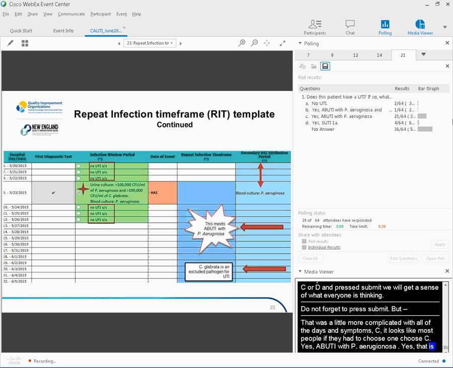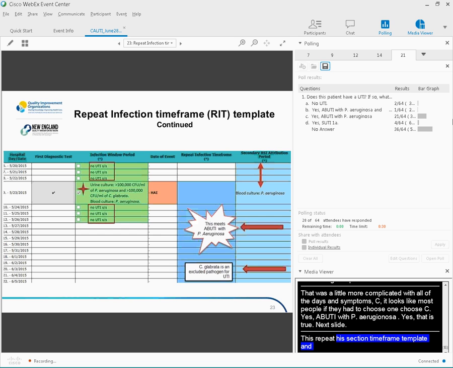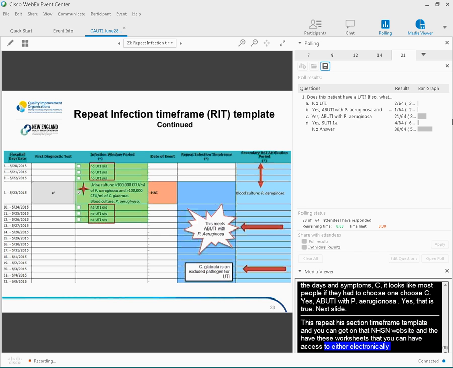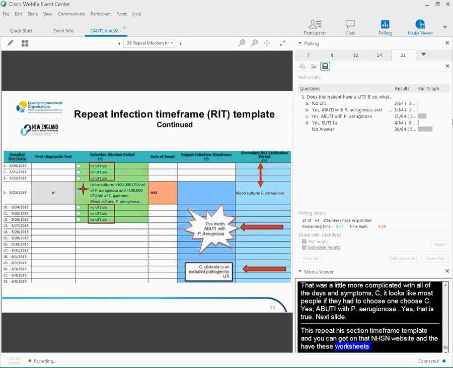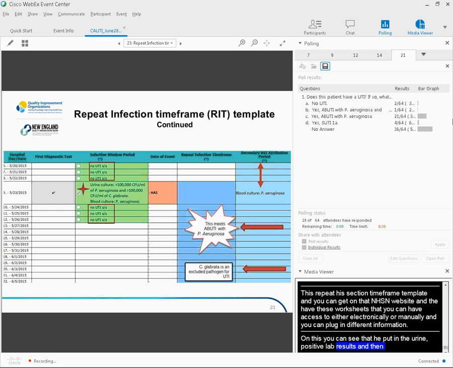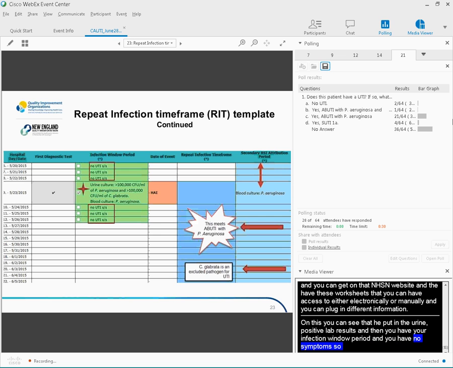Okay, this repeat infection time frame template you can get on the NHSN website. They have these worksheets that you can have access to either electronically or manually, and you can plug in different information. So on this you can see that you put in the urine, the positive lab results, and then you have your infection window period, and you have no symptoms.